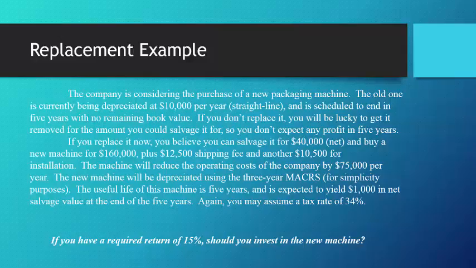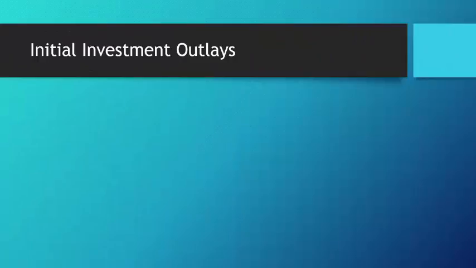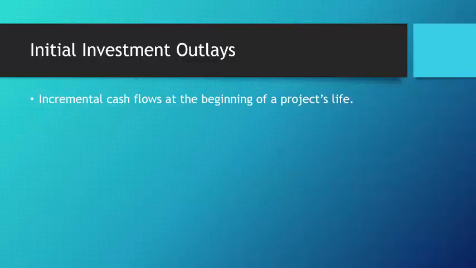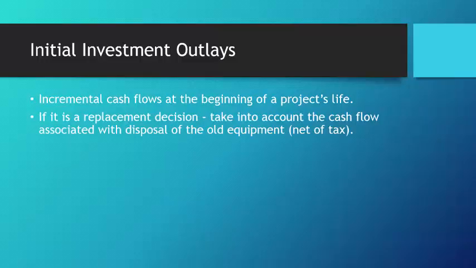So to begin with, I'm going to be looking at the initial cash flow. Initial investment outlays, or initial cash flow, are the incremental cash flows at the beginning of a project's life. So anything that happens at the beginning, that's what we're going to be looking at. In particular, and this is very important in this instance, in the replacement decision, we take into account the cash flows associated with disposal of the old equipment, net of taxes. The one that's given is not net of taxes, it's net of pulling it out. So we're going to have to do the taxes separately.